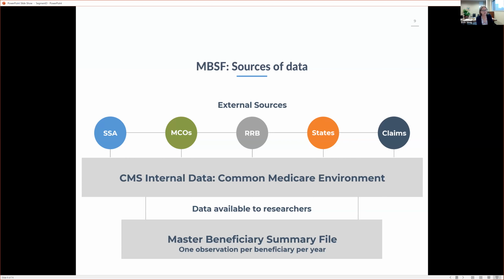But what happens then is that there's an extract from the common Medicare environment, and that extract is called the Master Beneficiary Summary File. So that is what happens. This internal data is used to create flags and status variables, and some of those variables are extracted and released.